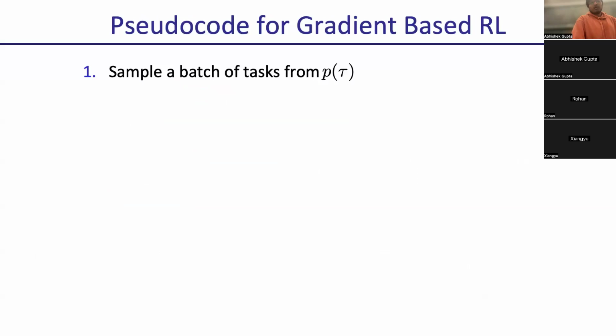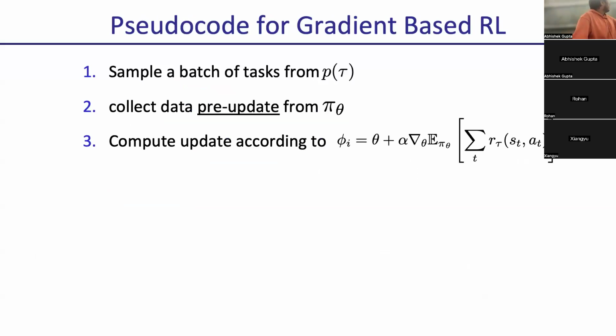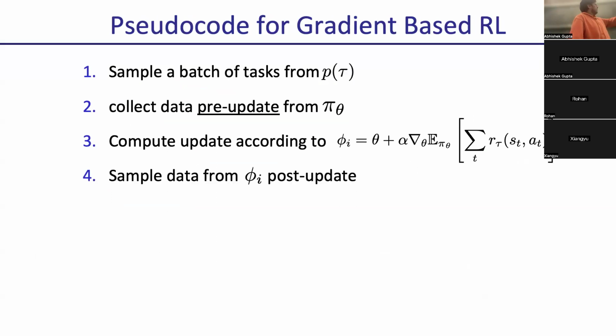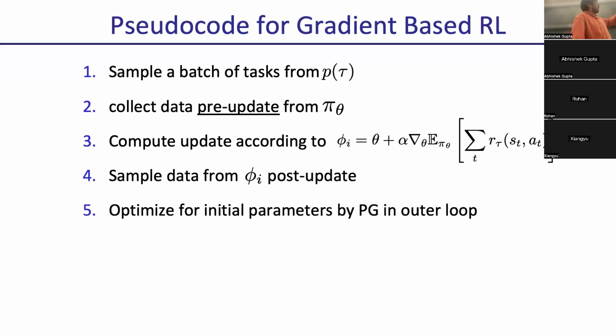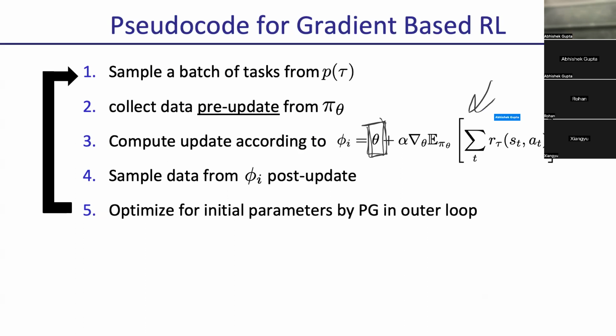And so the pseudocode here is that you're going to sample a batch of tasks. You're going to collect data pre-update from pi theta with your initial set of parameters. You're going to perform an update with gradient descent. You're going to evaluate how good that data was, and then you're going to backpropagate through gradient descent to find the best set of parameters. I'm going to skip the math, but basically you try to optimize for this, and the update rule is fixed. But in some sense, the initialization affects how good the update rule is. And so you try to find the most fine-tunable set of parameters.